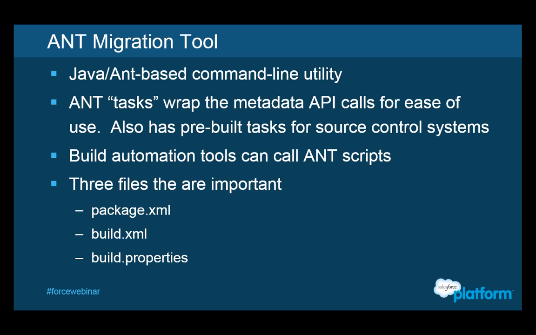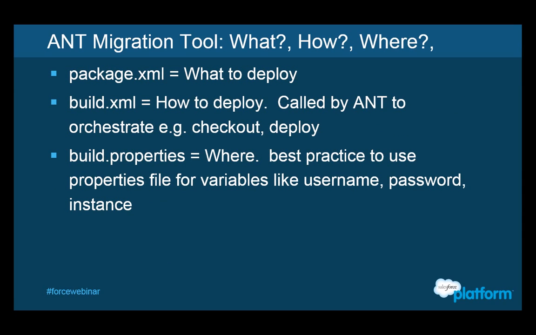We're going to be showing a build automation tool called Jenkins, but almost all build automation tools can call Ant scripts. And then the three files, which we'll go through on the next slide, that are important: the package XML, the build XML, and the build properties. I'd like to break those down into the what, the how, the where.